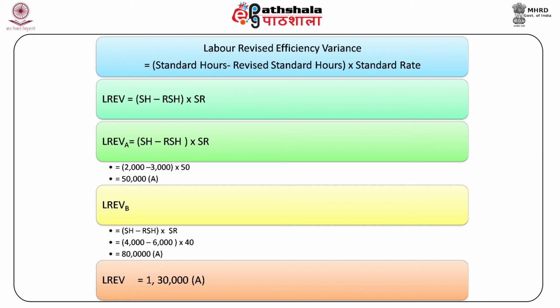LREVA is equal to SH minus RSH into SR. Putting the figures into the formula, it comes to 2000 minus 3000 into 50, which is equal to 50,000, which is adverse.